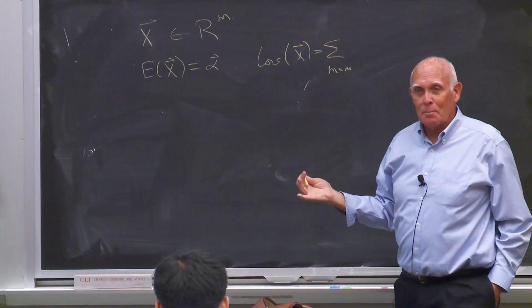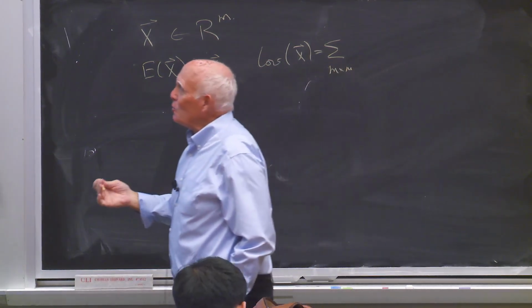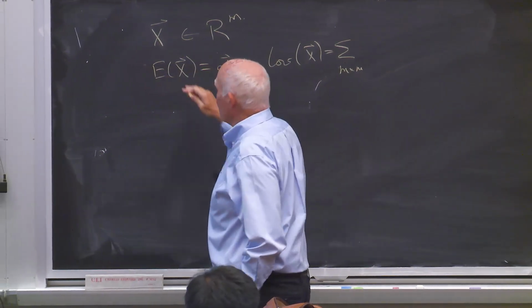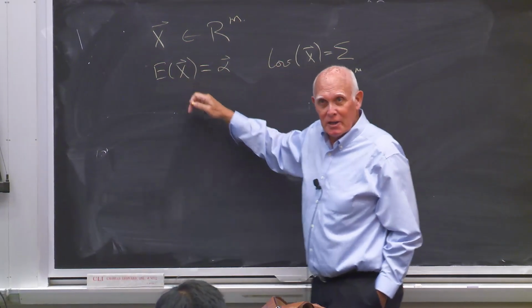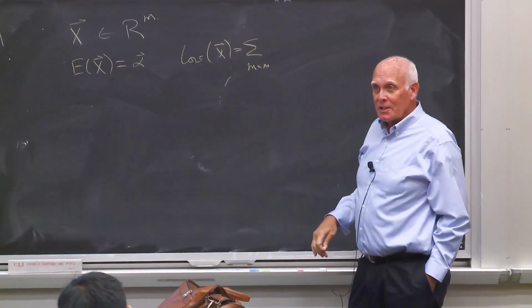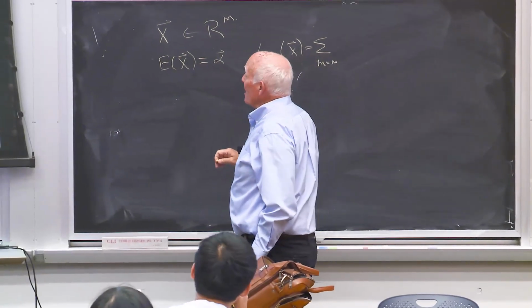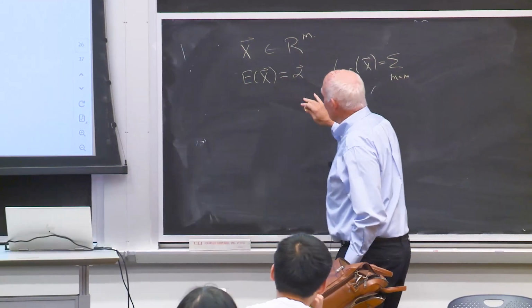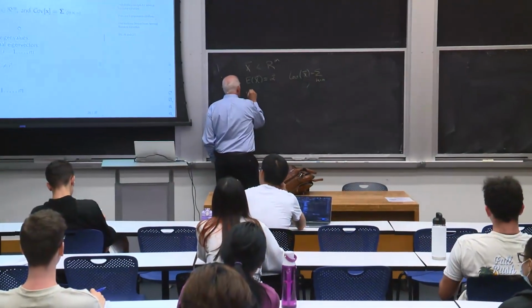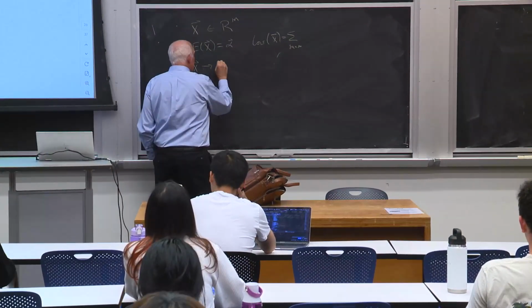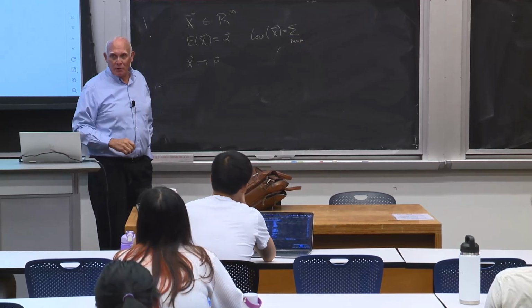This kind of setup can be used for modeling returns on stocks or assets that may have a mean return over some holding period and a variance covariance matrix. And so in working with financial data, principal components analysis can be quite useful. Essentially, what principal components does is it transforms our x vector to a p vector of principal component variables.